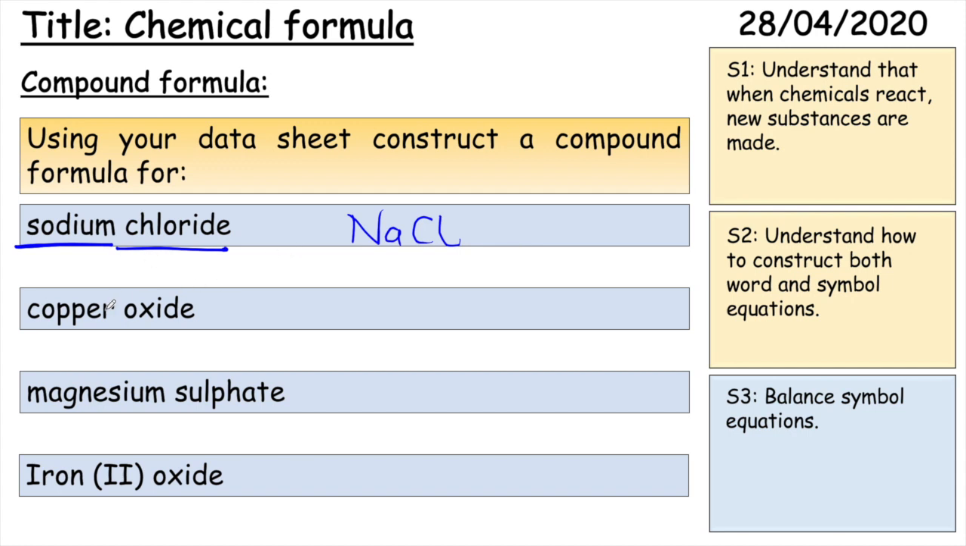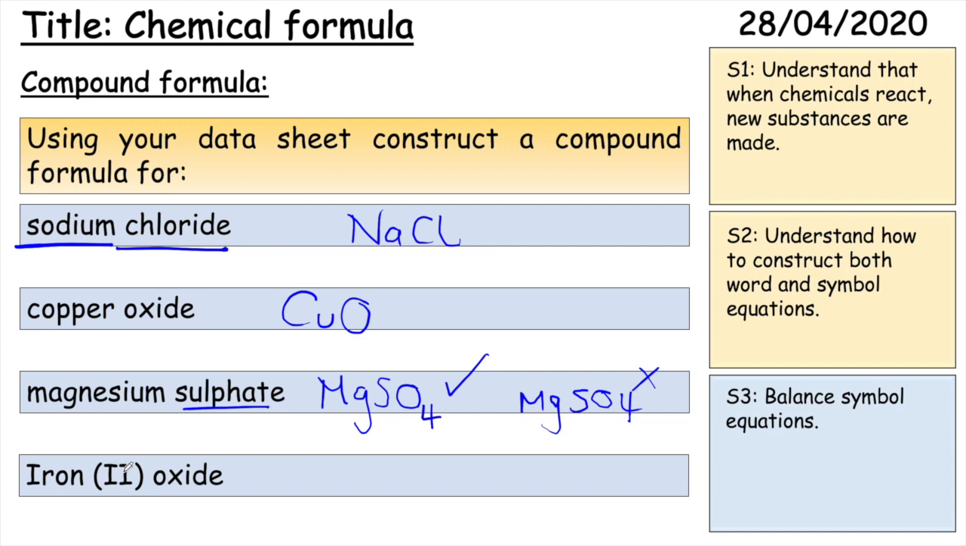Right, copper oxide. Copper is Cu and oxide is O. Magnesium, Mg, and sulfate is SO, little 4. The 4 must be lowercase. You cannot do this. Even if you know it should be lowercase, the examiner doesn't. So you need to really show this by doing the little 4 there.